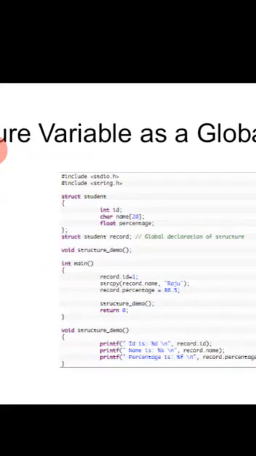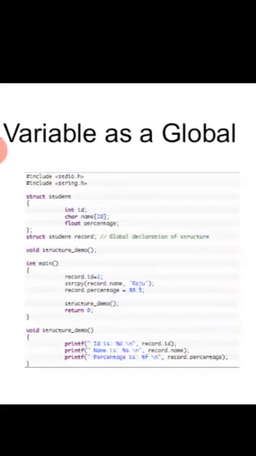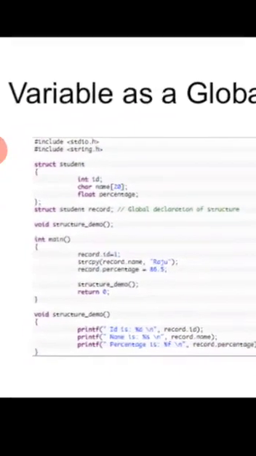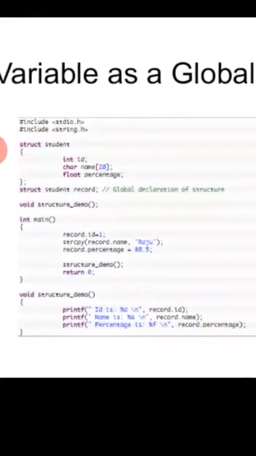Now the structure variable can also be declared as a global variable, as we declare other normal global variables. When a structure variable is declared as global, it is visible to all the functions in the program. What do you mean by that? In that scenario, we are not supposed to pass the structure to any function separately. As you can see in this program, we have created a structure.